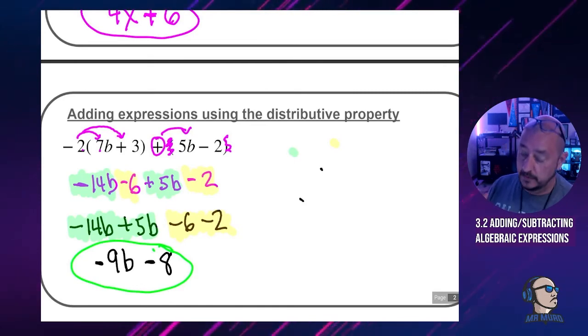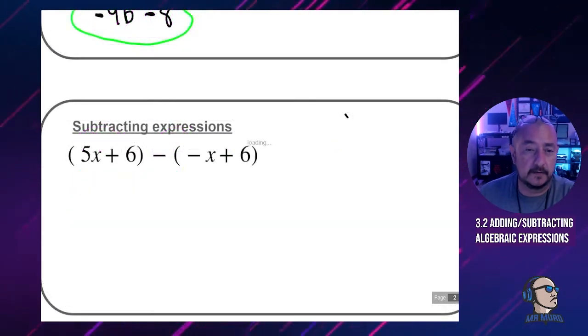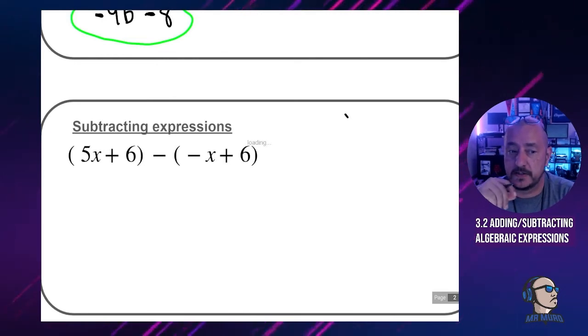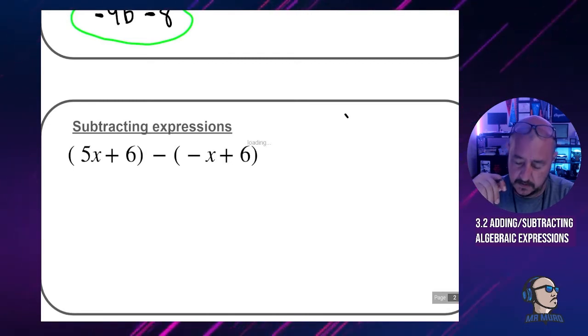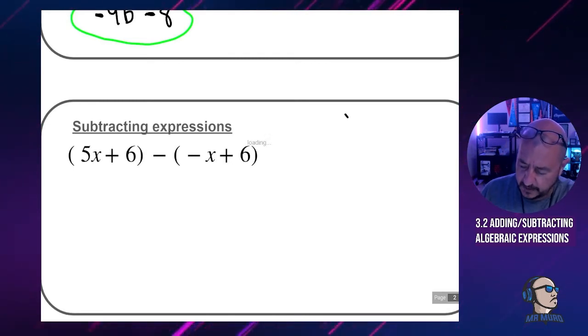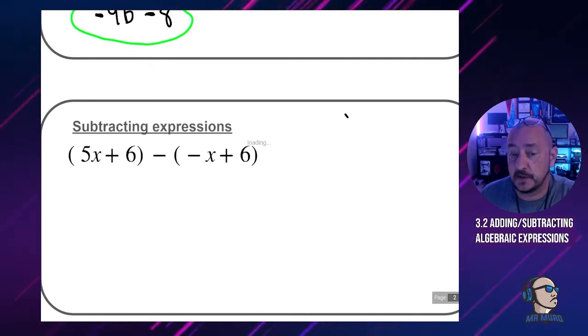Let's move on to the next one. Alright, so on the final example, we have subtracting the expression. So we have 5x plus 6 minus the sum of negative x plus 6. Okay? So it's weird. I don't know why it says loading, but whatever. Just a glitch, I guess.